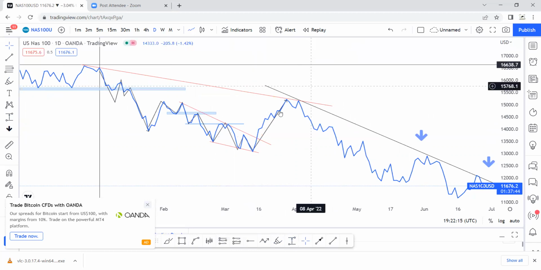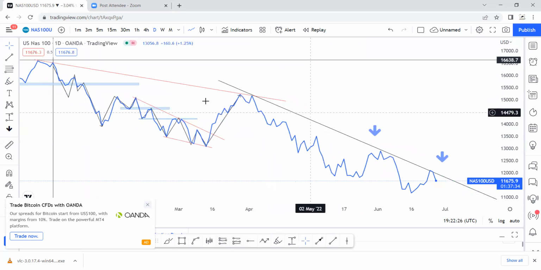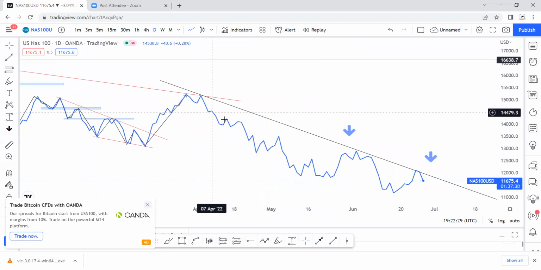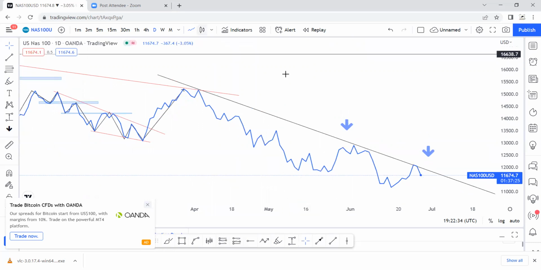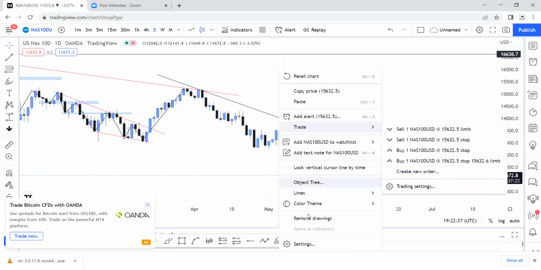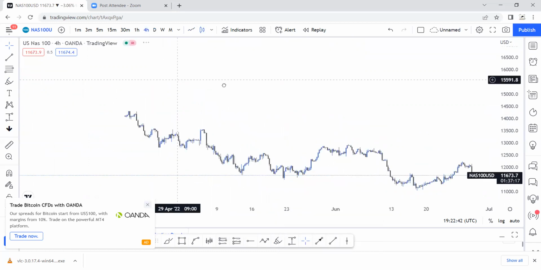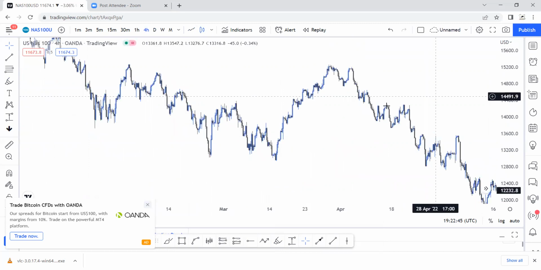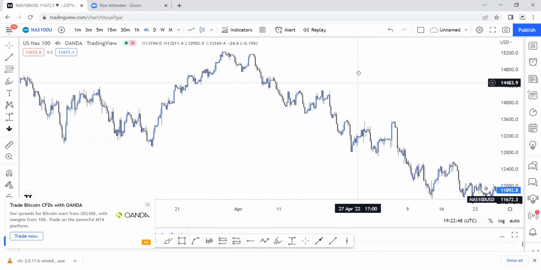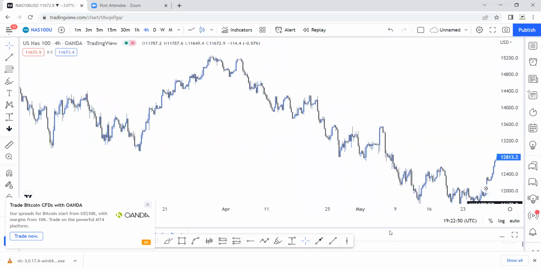Now it had to come and line up with the previous diagonal resistance, right? And from there it went down again with break and retest. If you look again, you will see that it always breaks and retests, breaks and retests. So now let's get rid of these lines and go to the 4-hour chart and see how it moves. Wait, I'll actually make another video for the 4-hour chart, just to keep it short.